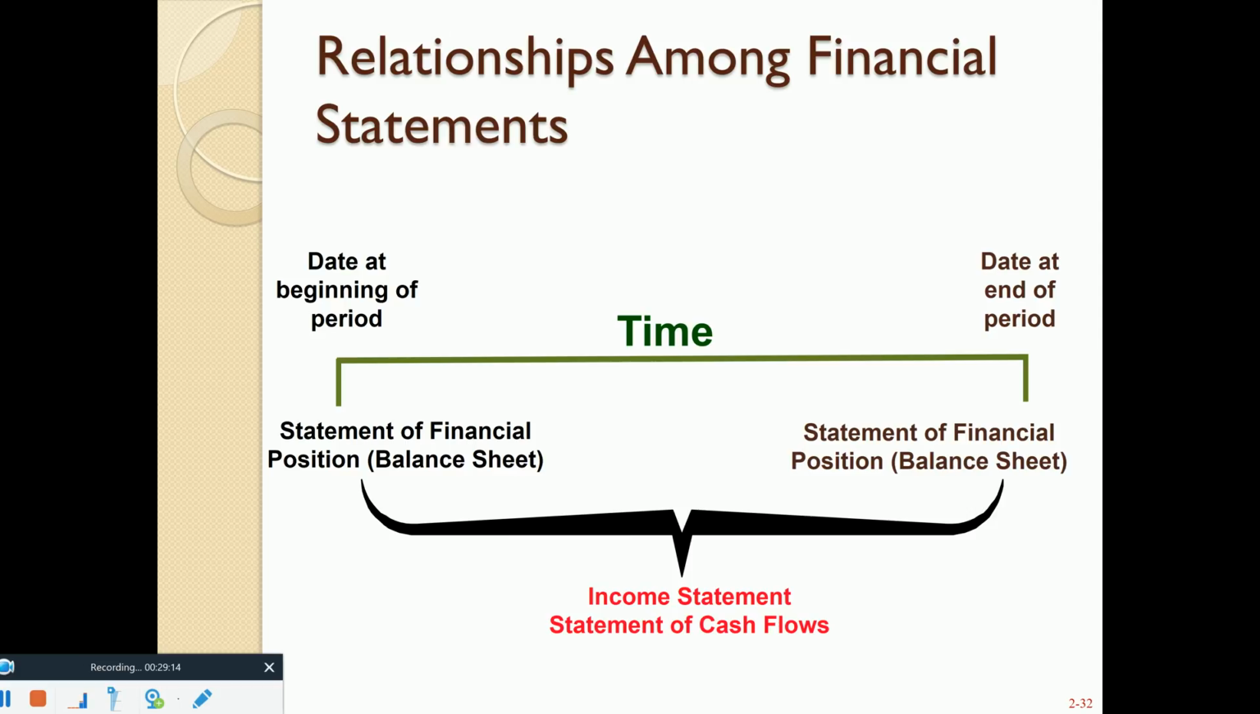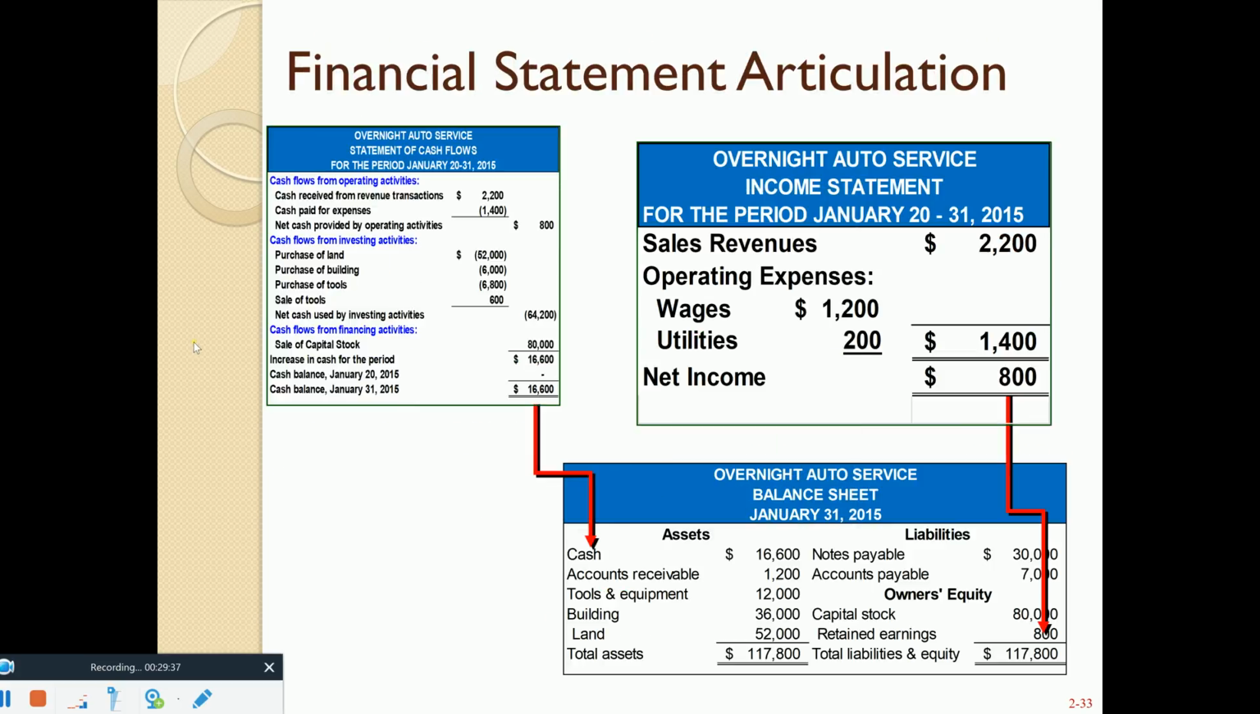Okay, and as I said, I've been saying this all along, the balance sheet is a snapshot statement. You can prepare a balance sheet at the beginning of the period, and you can prepare a balance sheet at the end of the period, but everything that happens in between would be for the period's ending. So that would be the income statement and the cash flow statement. It's for a period of time. It's not a snapshot statement.